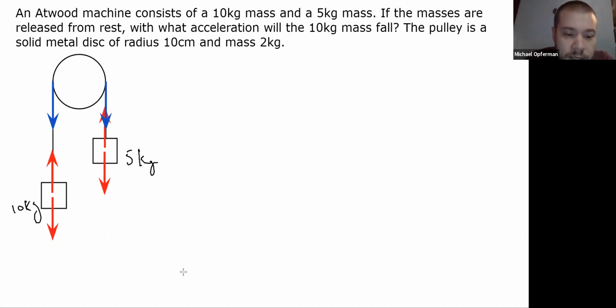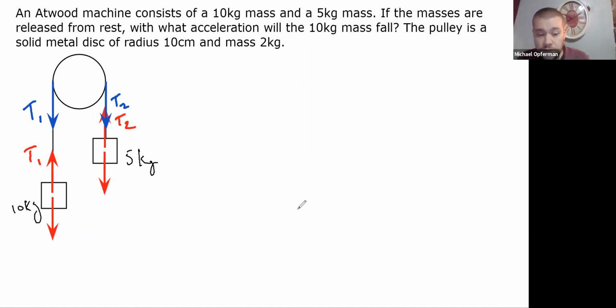And the magnitude of those tension forces, let's say that the rope on the left is T1, and the rope on the right is T2. The tension force on the pulley is going to be the exact same value. It's just going to be opposite in direction. So basically the third law pair. The third law pair on the tension force pulling the block up is the tension force pulling the pulley down. So we've got those 2 tension forces.